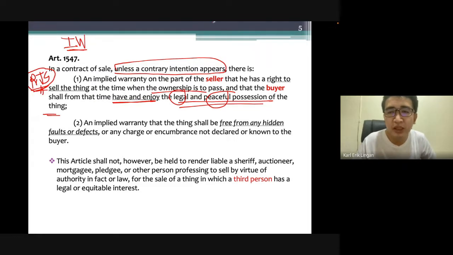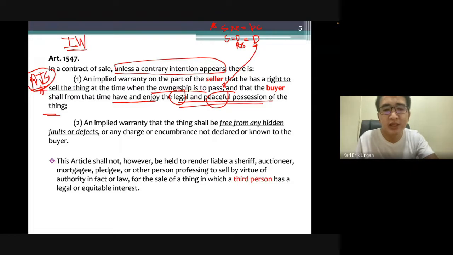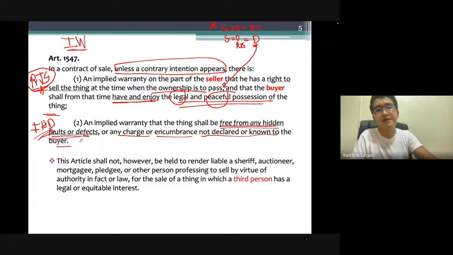Diba? Sabi natin before, if you can recall, the seller need not be the owner at the time of perfection of the contract. Diba? But the seller must be the owner or must have the right to sell the thing upon delivery. Diba? Kasi delivery is when the ownership will pass. Diba? So, yan ang isa sa implied warranty ni seller. That he has the right to sell the thing. Okay? Second one, an implied warranty that the thing shall be free from any hidden defects or hidden faults. Okay? Free from hidden defects. Okay? Or any charge or encumbrance not declared or known to the buyer.